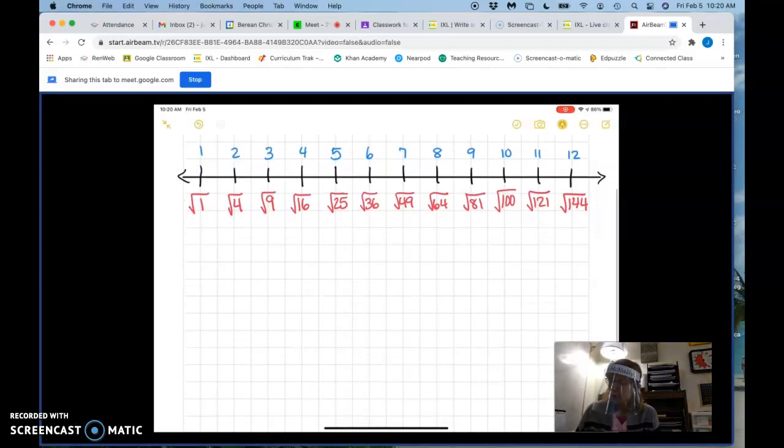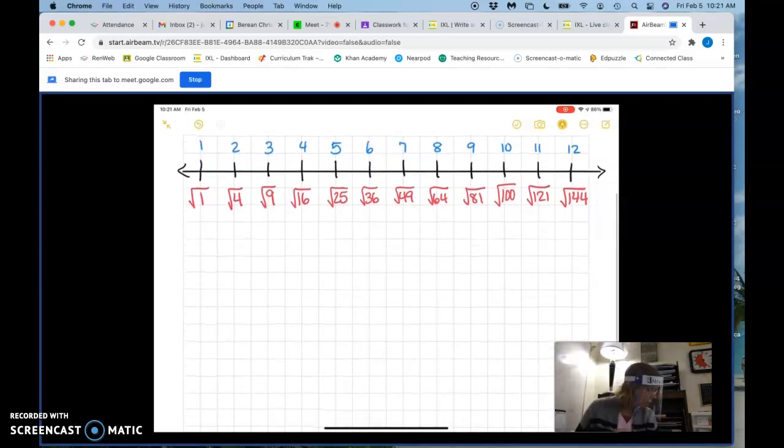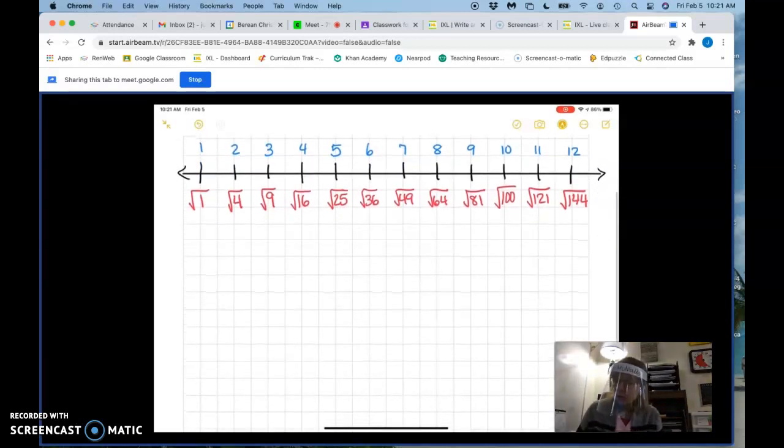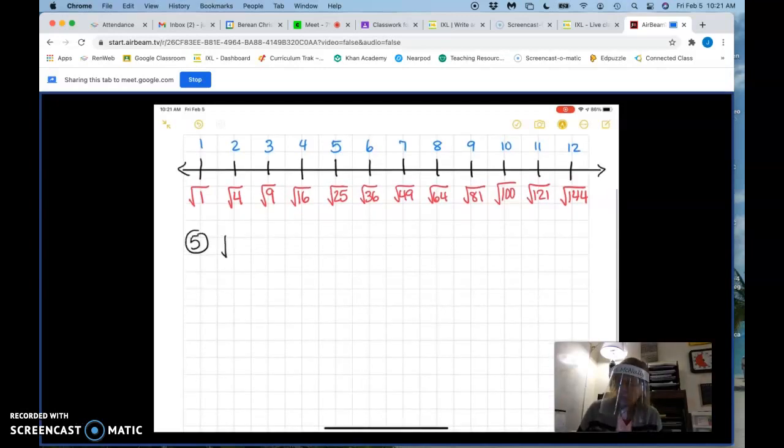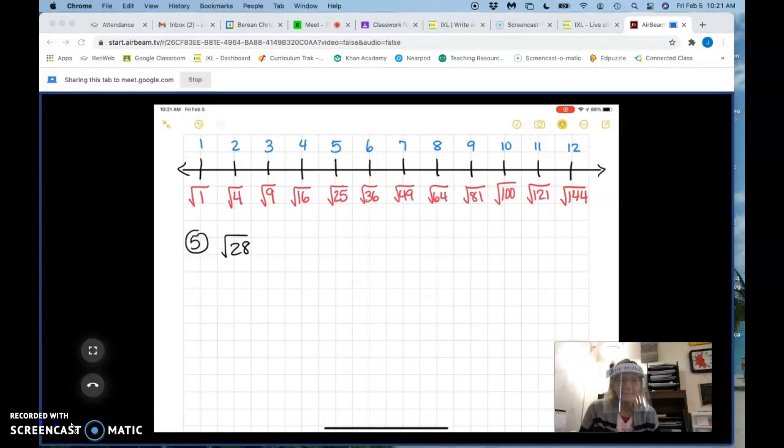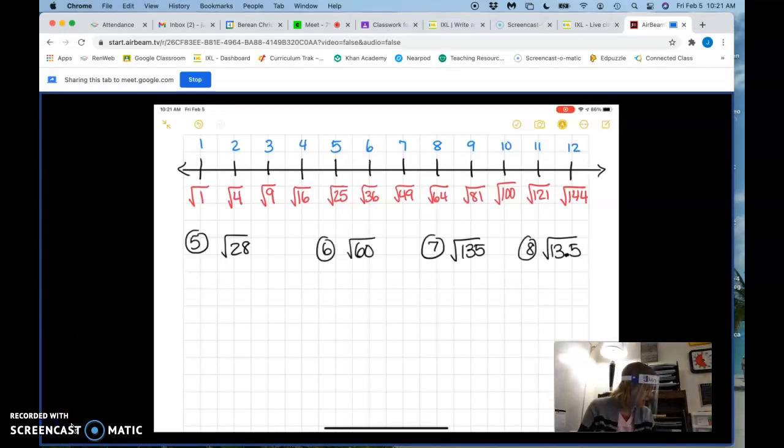to some problems from the book. So, number 5, square root of 28. Okay, so the directions say estimate to the nearest whole number. We're estimating the square root. Now, I'm going to use that special chart that I made to help us estimate the square root.